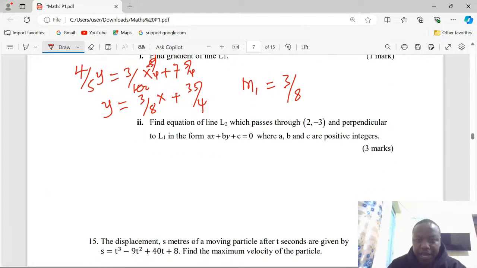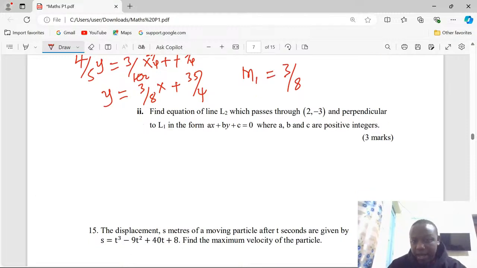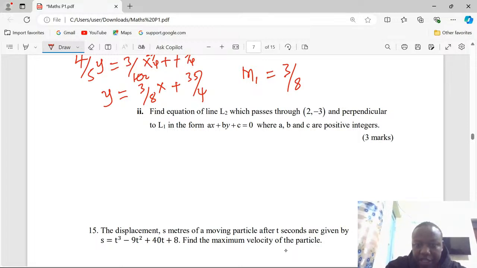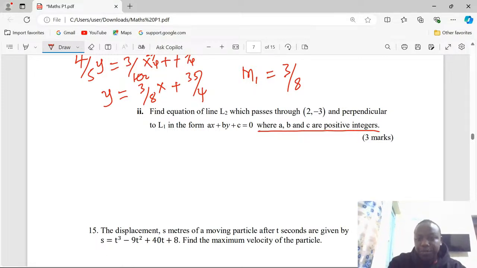Find the equation of L2, which passes through 2, -3 and is perpendicular to line 1, in the form ax plus by plus c equals 0, where a, b, and c are positive integers. Very specific instructions, positive integers, which means you must carry out several rearrangements so that we may remain with positive integers.